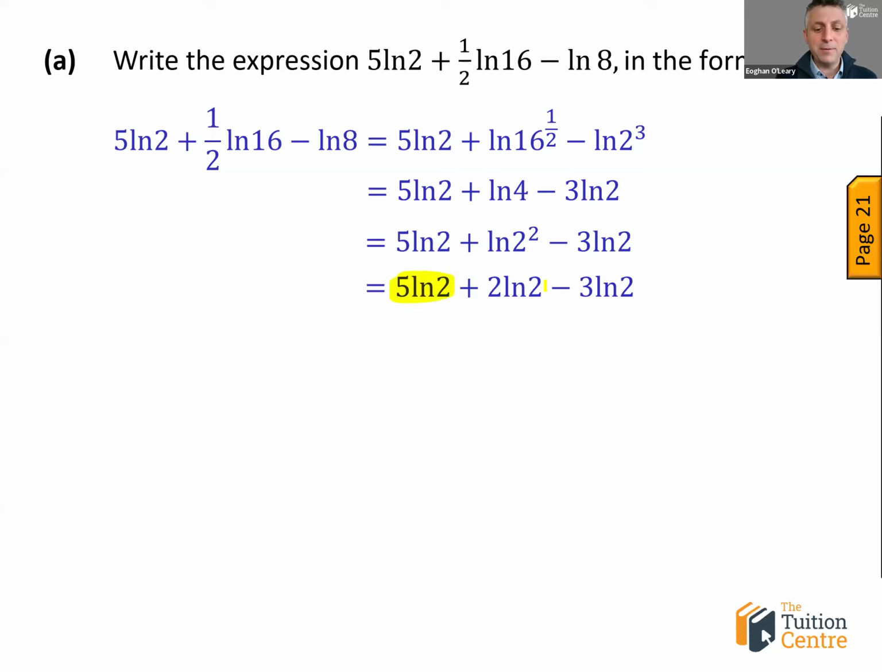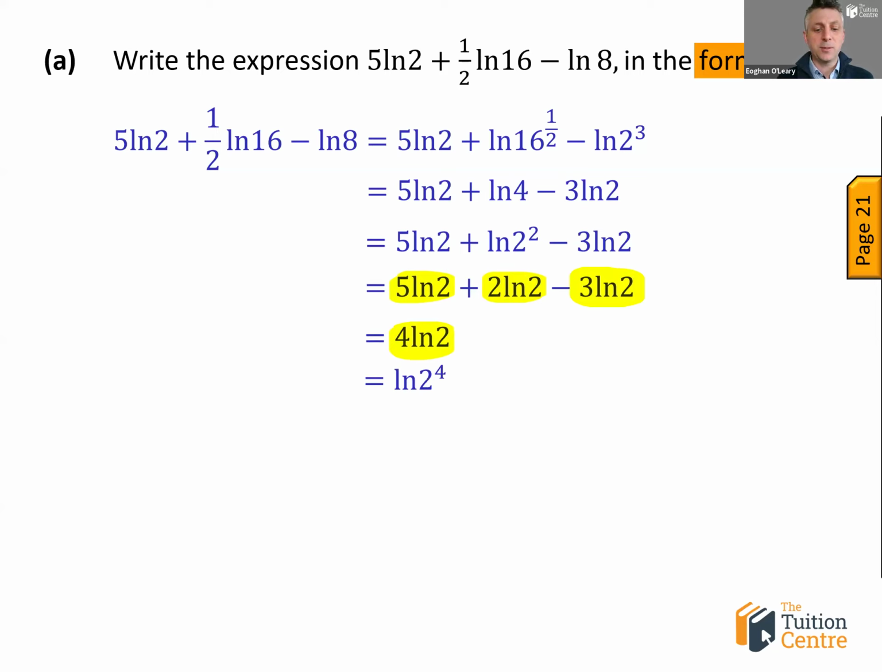by saying, well, I got 5 lots of something plus 2 lots of that same thing minus 3 lots of it. 5 plus 2 is 7, take 3 is 4. So I have 4 times the ln of 2. And I might say to myself, oh, I have it done there, but I look back up here and say I have to get it in the correct form.